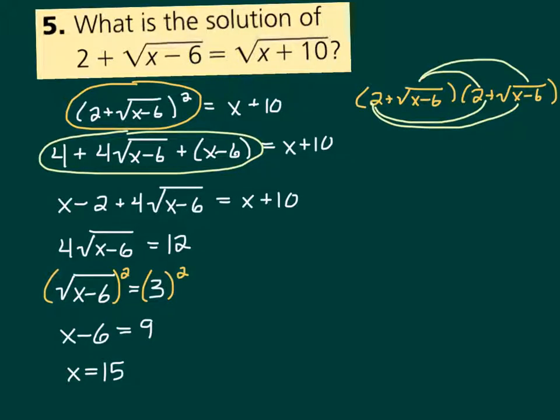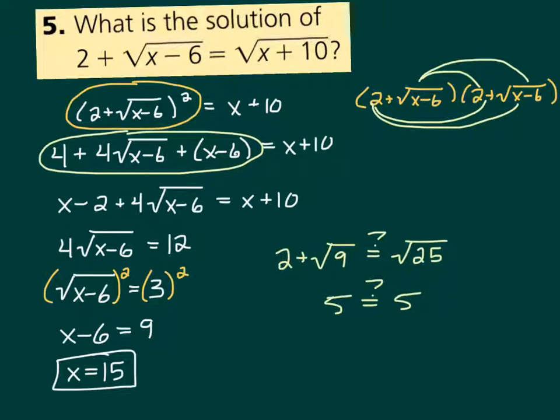Now we got to check it. 2 plus the square root of 9, does that equal the square root of 25? Square root of 9 is 3, so 2 plus 3 is 5. Does 5 equal the square root of 25, which is 5? Sure does. So x equals 15 is our answer.